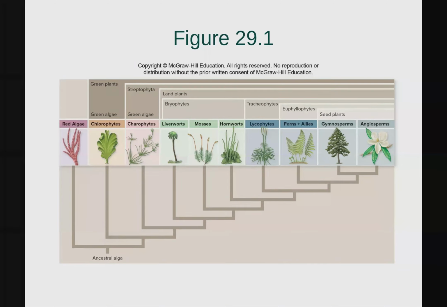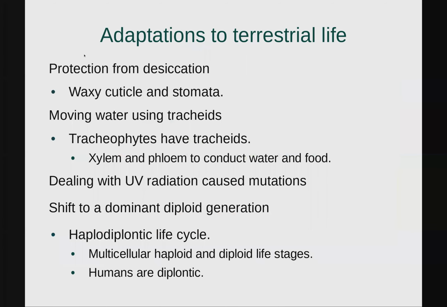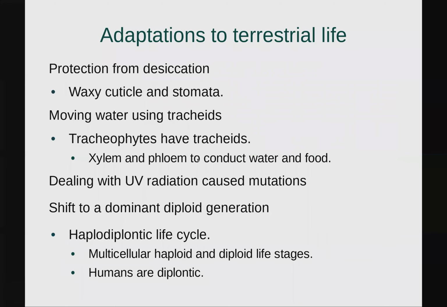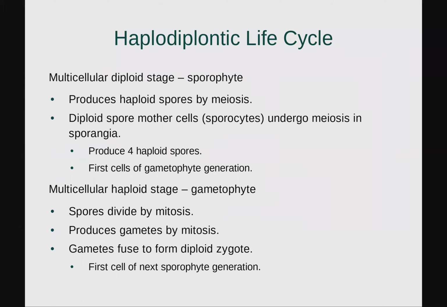But as we mentioned, adapting to terrestrial life involved a number of different things. So protection from drying out or desiccation. We needed to evolve the waxy cuticle and stomata. We also had to move water using tracheids. So tracheophytes, as you'll notice here, so including lycophytes and so on and so forth, have xylem and phloem, using to conduct water and food. You have to deal with UV light, and we have to shift to a dominant diploid generation as well. So those are our adaptations from an evolutionary perspective.